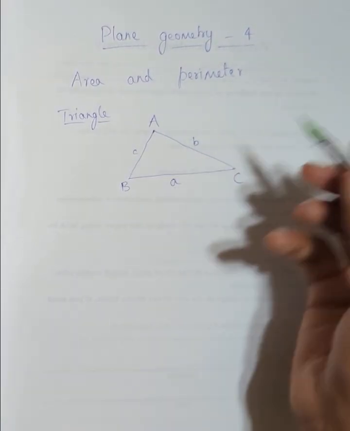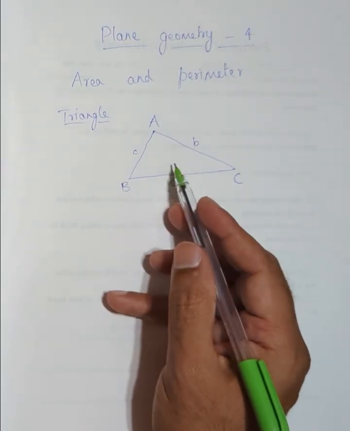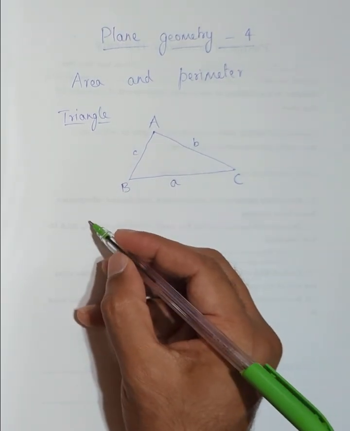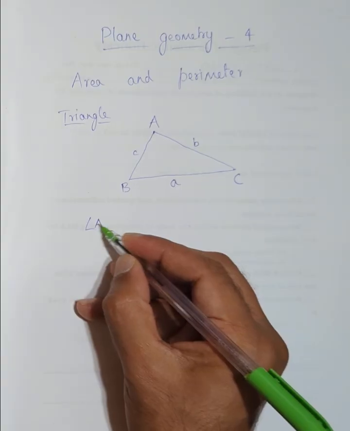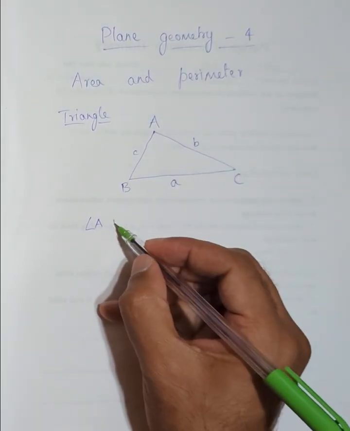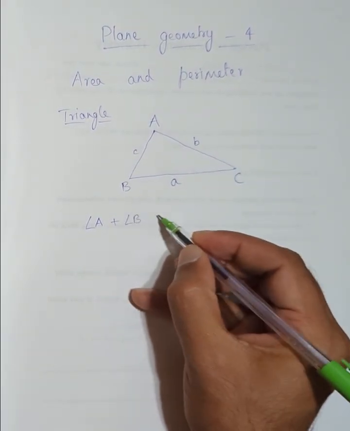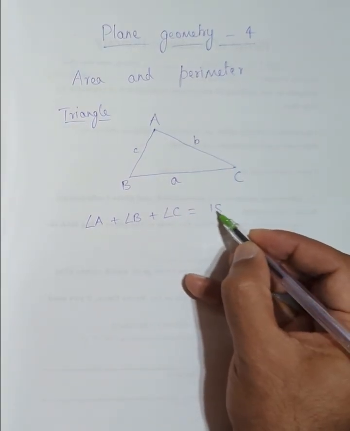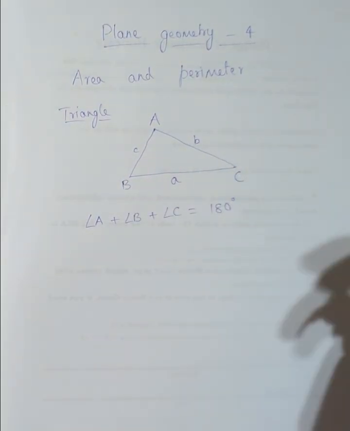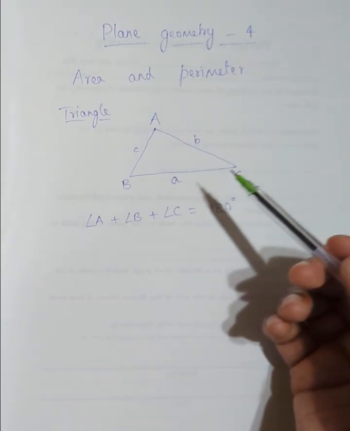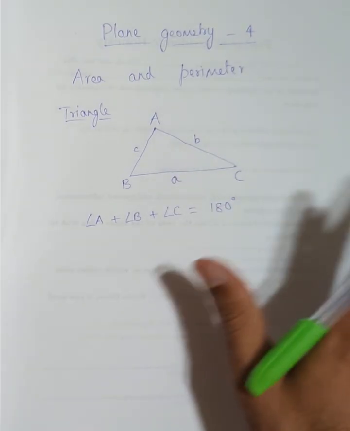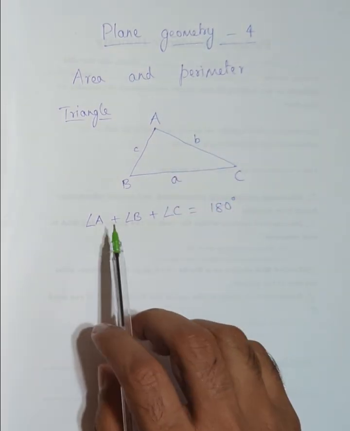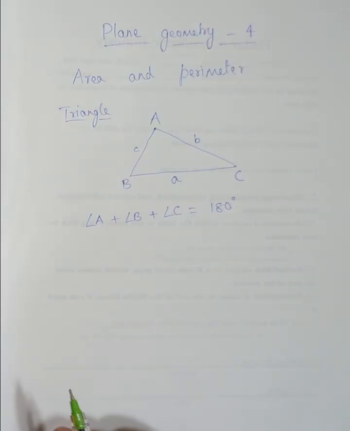And one other thing we learned about any triangle is that if you measure all the internal angles using a protractor, then they add up to 180 degrees. This is true about every triangle. So angle A plus angle B plus angle C is 180 degrees. Now the side lengths don't have any such property, but angles always add up to 180 degrees.